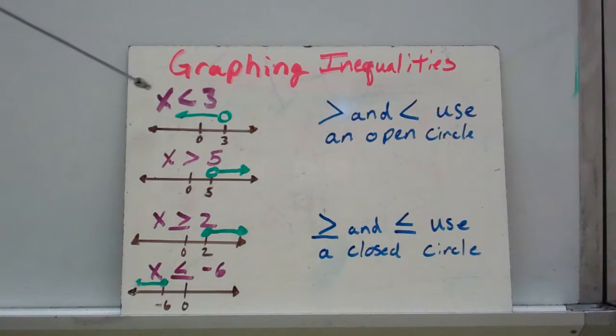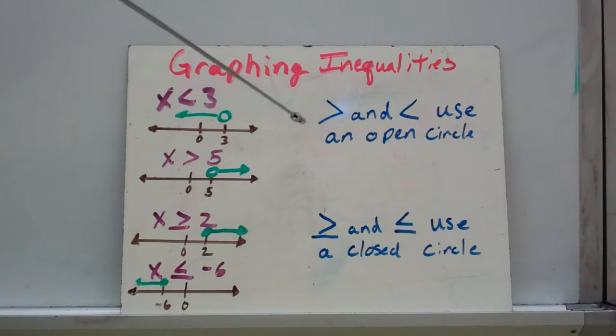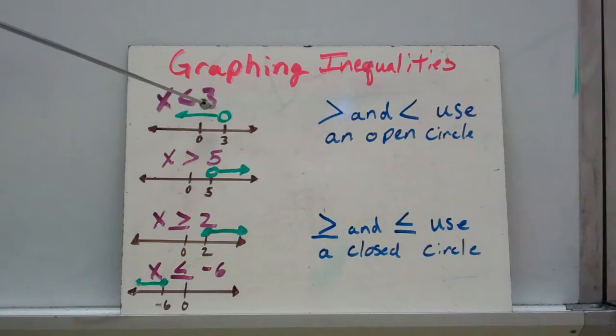So with our first example here, we have x is less than 3. Since this is a less than sign, we're going to use an open circle. That's to say that 3 is not part of the solution set for that inequality. So we will start at 3 here, and we will draw an arrow from that circle to the left-hand side, noting that all numbers that are less than 3 will work for that inequality.